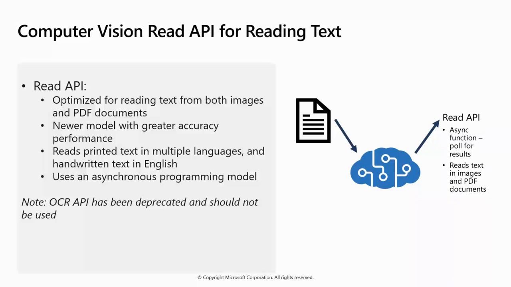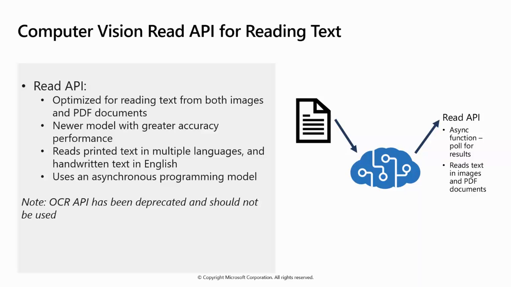Keeping that in mind, guys. The first call to a function returns an ID for an asynchronous operation. This ID must be used in a second call to get the results.